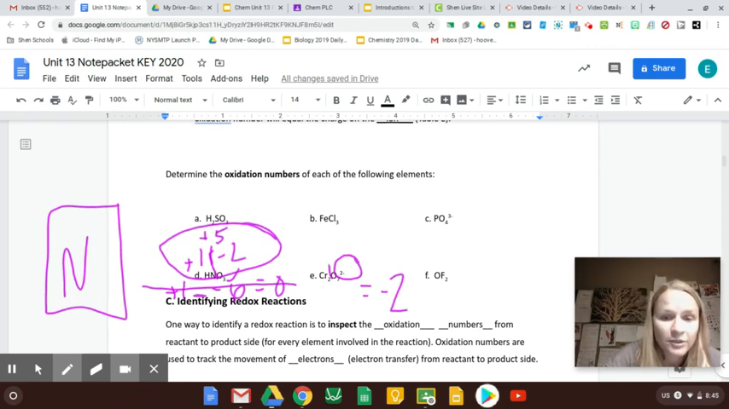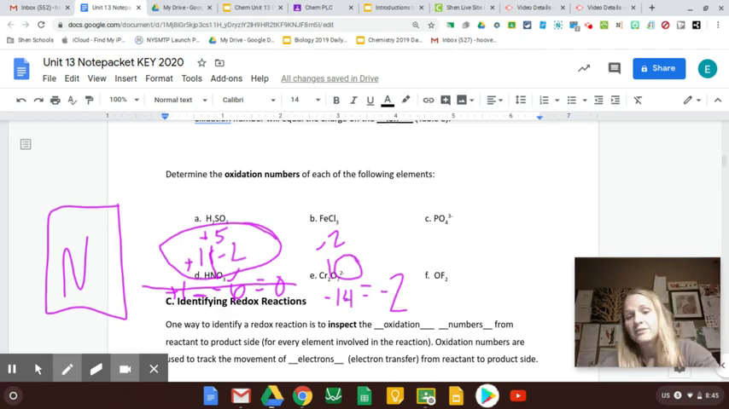Good old O is always -2. That is not what that -2 in the corner means. That -2 that I circled is for the whole thing. So O is -2, and there's 7 of them, so that's -14. Cr, therefore, I'm thinking, oh, it must be +14, but no, it has to equal -2, so it must be +12. Cr must add up to +12, because 12 minus 14 is -2.